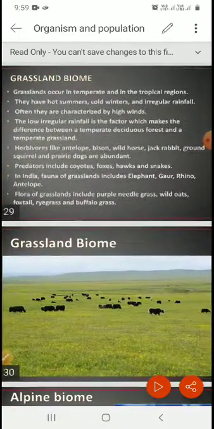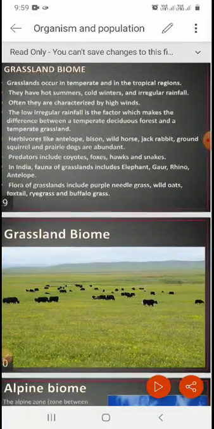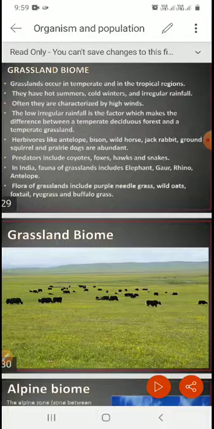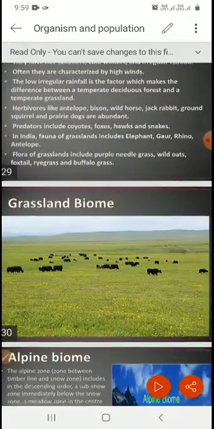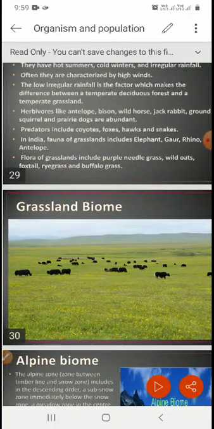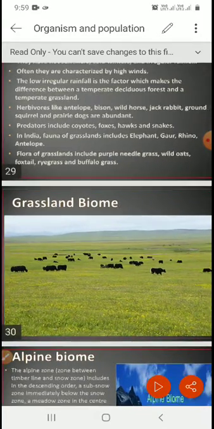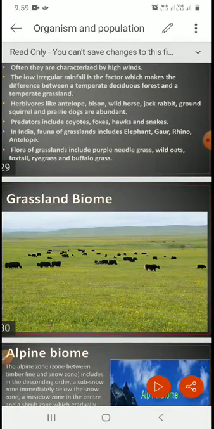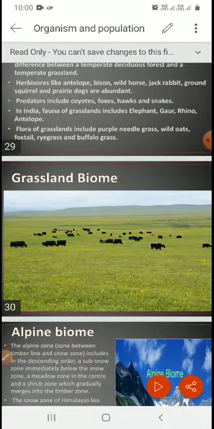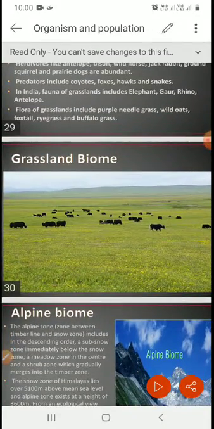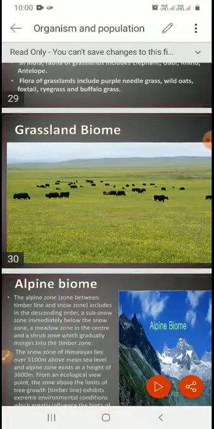The temperate grassland and the tropical grassland have hot summers and winters and irregular rainfall. They are often characterized by high winds and low, irregular rainfall, which are the factors that make the difference between the temperate deciduous forest and the temperate grassland. Herbivores like antelope, bison, wild hare, jackal, rabbit, ground squirrel and prairie dogs are abundant. Predators include coyotes, foxes, hawks and snakes. In India, fauna of the grassland include elephant, gaur, rhino, antelope. Flora of the grassland include purple needle grass, wild oats, foxtails, ryegrass and buffalo grass.